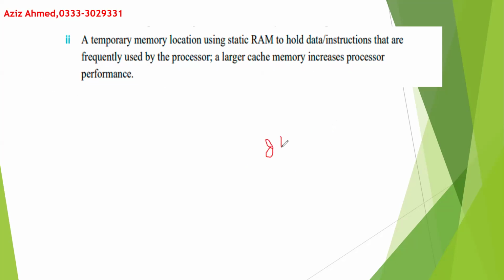Your cache can be 8 MB or 16 MB, but RAM comes in GBs, like 8 GB in terms of storage. Got the point? But cache is faster than RAM.